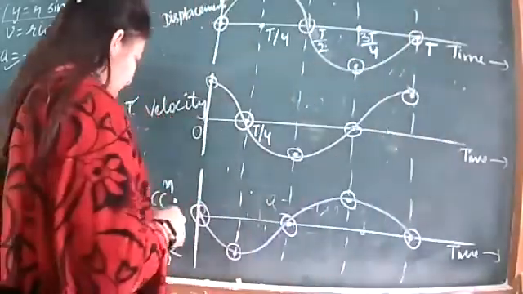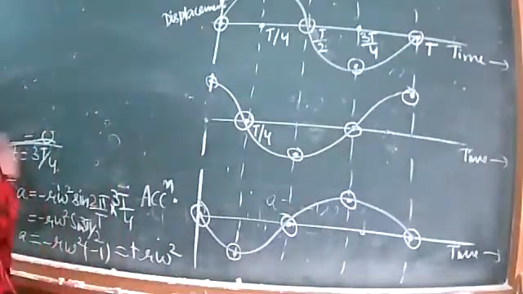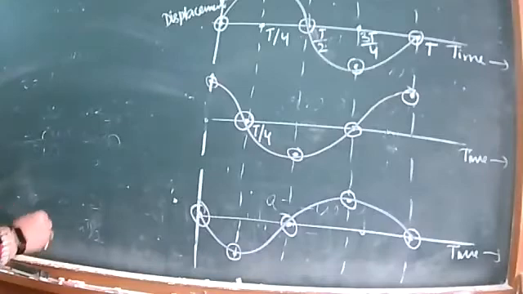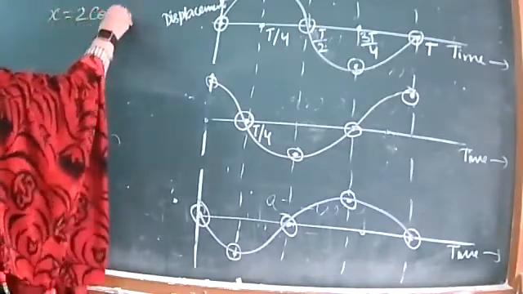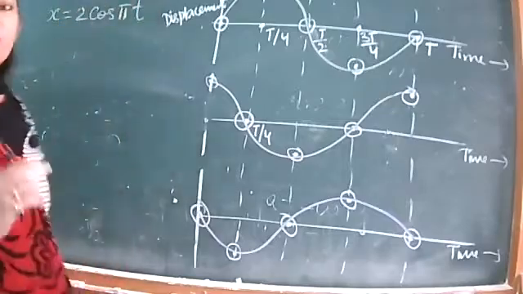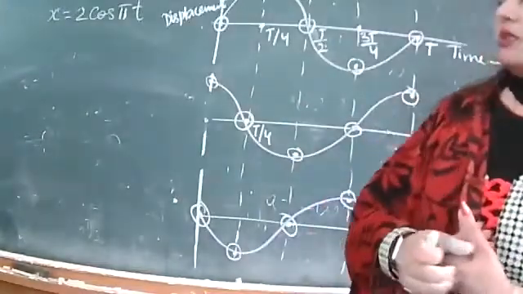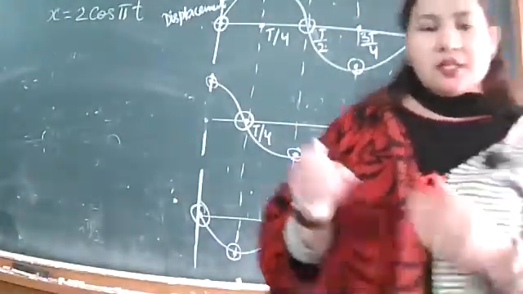For example, I give you one equation. X equal to X or Y, anything can be there, don't worry about that. X equal to 2 cos pi t. Suppose this is the displacement equation given to you. X is equal to 2 cos pi t. So draw its reference circle. So let us take by default.